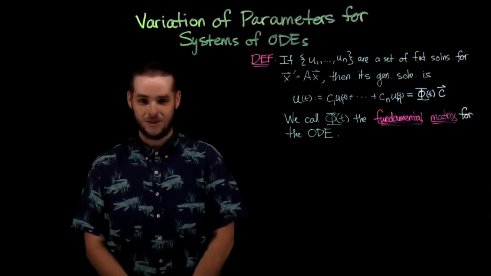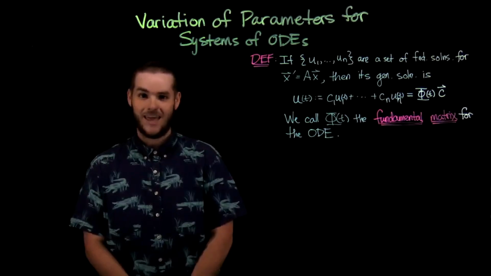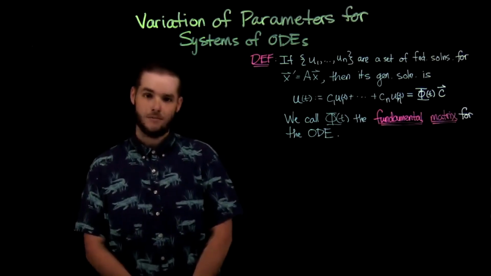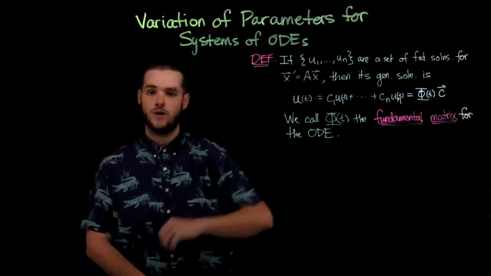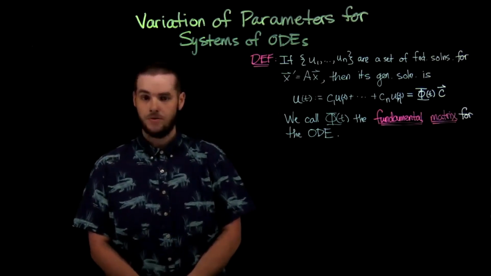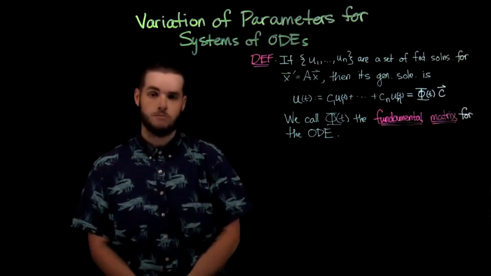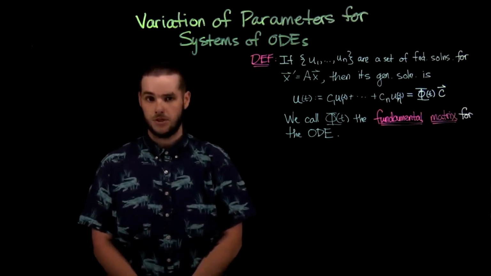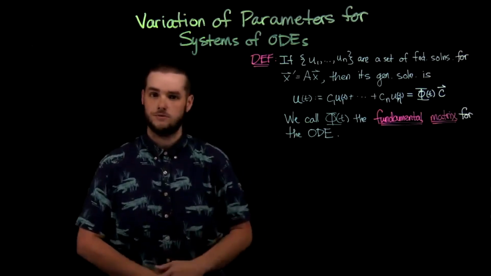Recall that every first-order system of ODEs has n fundamental solutions, where n is the number of equations. Those fundamental solutions, as I've labeled u1 through un up here, are all linearly independent from each other. So building a general linear combination of them is what we call the general solution. For the ODE, the principle of superposition tells us that this will also be a solution.